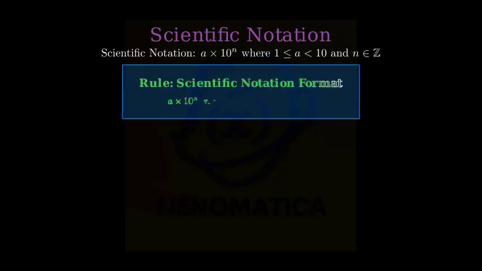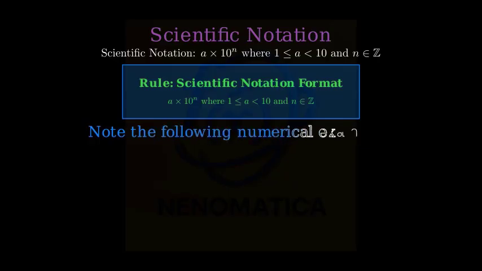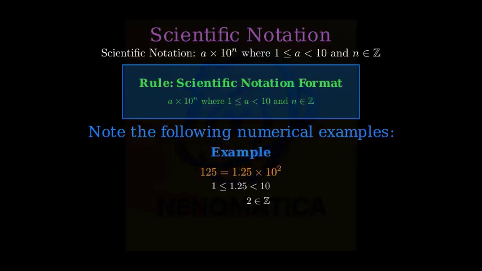Let's understand the rule. For scientific notation, we need a coefficient between 1 and 10 multiplied by a power of 10. Let's look at some numerical examples. These will help us understand how to write numbers in scientific notation. Example. Here we have 125 equals 1.25 times 10 to the power of 2. This satisfies our rule because 1.25 is between 1 and 10, and the exponent 2 is an integer.